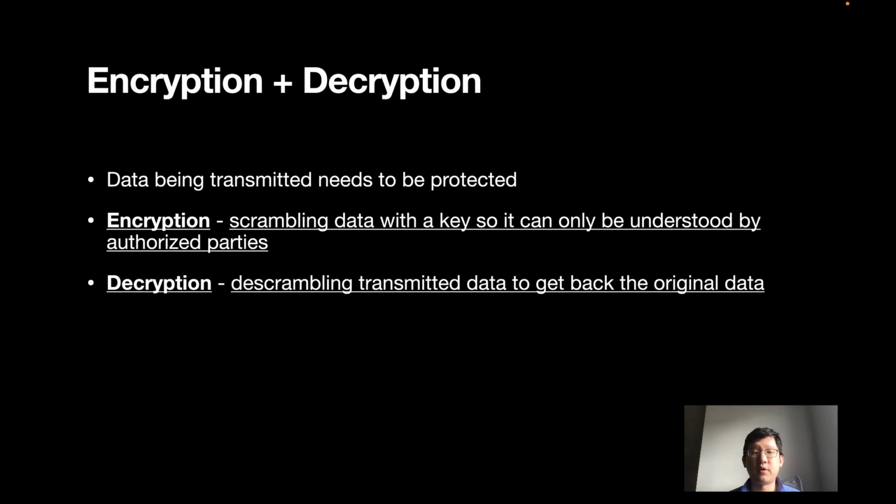Data being transmitted also needs to be protected, and we use encryption and decryption to protect the data. At the sender, we would use encryption, where it scrambles the data with a key so it can only be understood by authorized parties. At the receiver, we use decryption, where it descrambles the transmitted data to get back the original data.